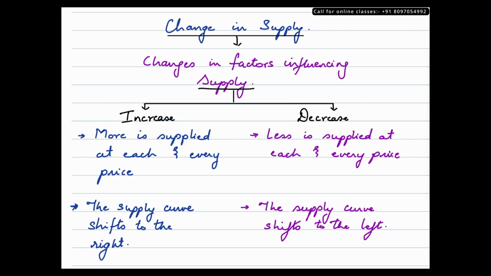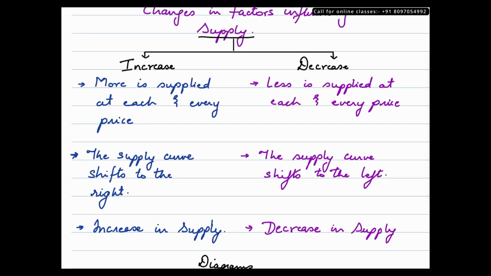Now when the supply is increasing, more of the quantity will be supplied at each and every price. We'll understand more of this when we take a look at the diagram. Under the scenario of an increase in supply, the supply curve would shift to the right. So it's not just a movement along the curve, but it's the movement of the curve. The curve would shift to the right. We generally refer to an increase in supply as an increase in supply.